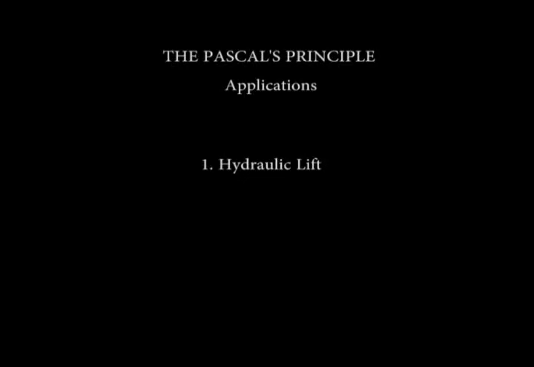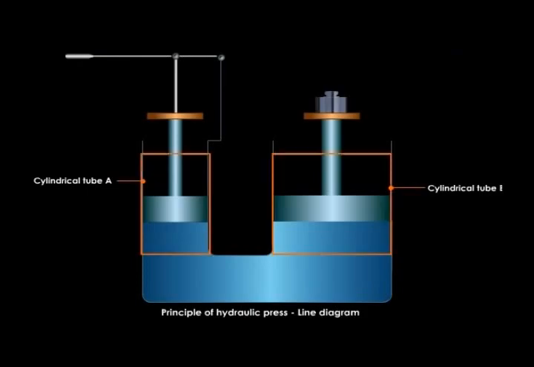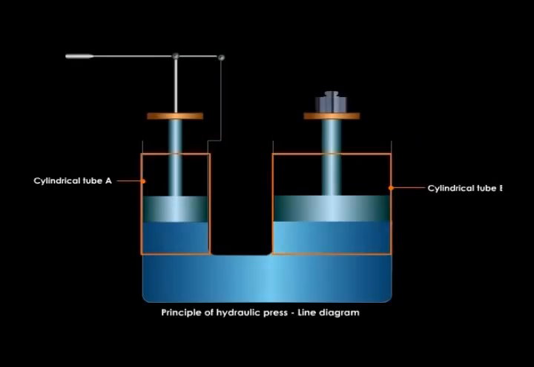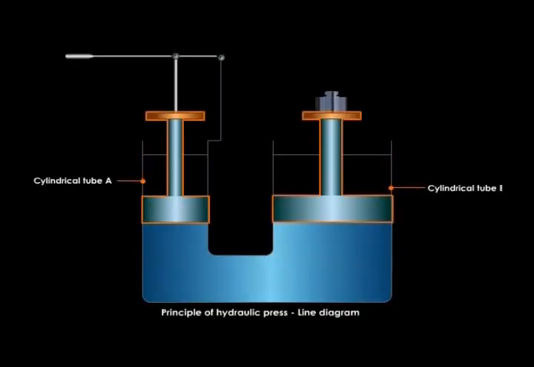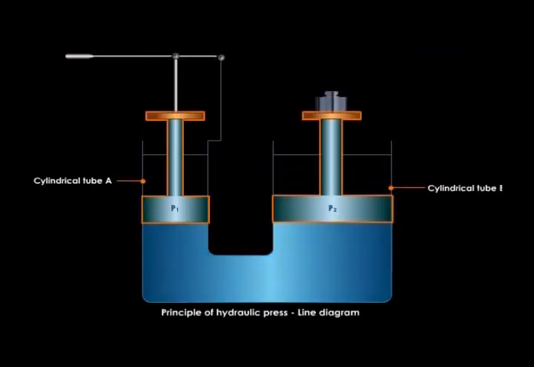Applications of the Pascal principle, and we start with the hydraulic lift. In a hydraulic lift, there are 2 cylindrical tubes, A and B, fitted with valves V1 and V2. These cylindrical tubes are connected at the bottom by means of a horizontal tube. These cylinders contain pistons P1 and P2, which can slide up and down within the cylinder.